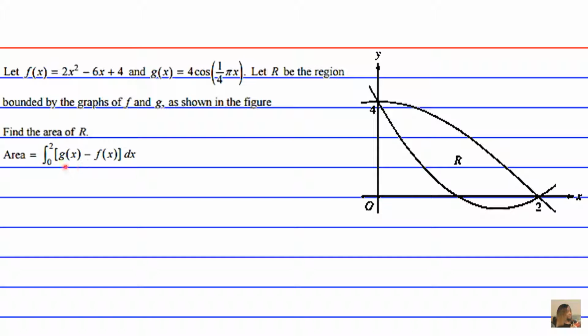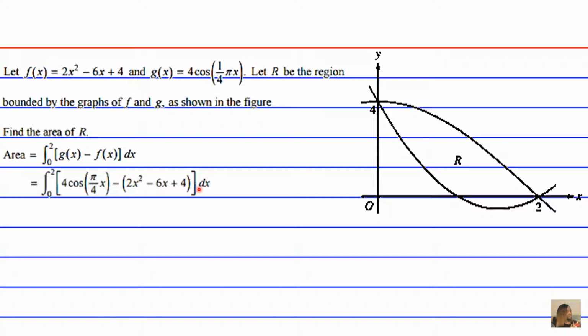So the integral from 0 to 2 of g of x minus f of x dx, because we always have to have our dx. Now what we have to do is plug in the functions. So it's going to be the integral from 0 to 2 of 4 cosine of 1/4 pi x, minus 2x squared minus 6x plus 4 dx.